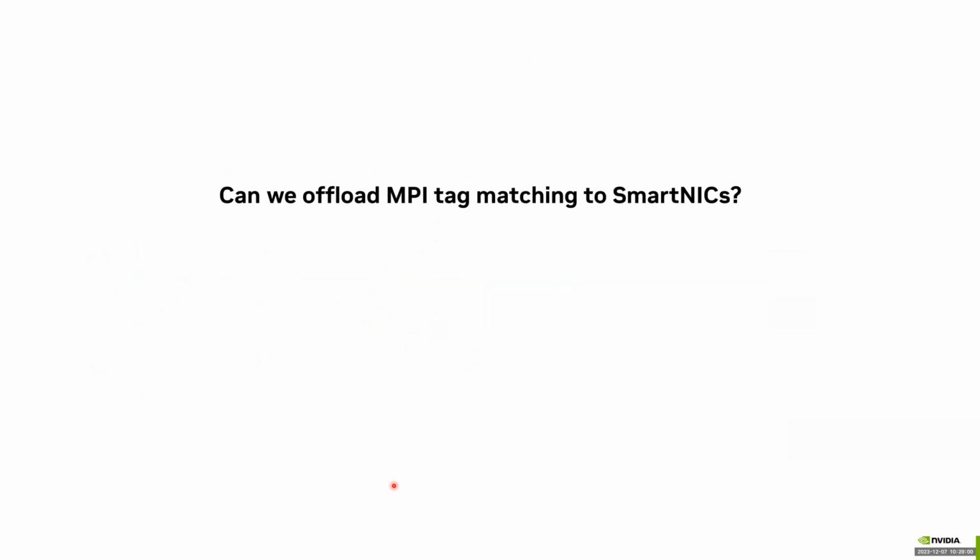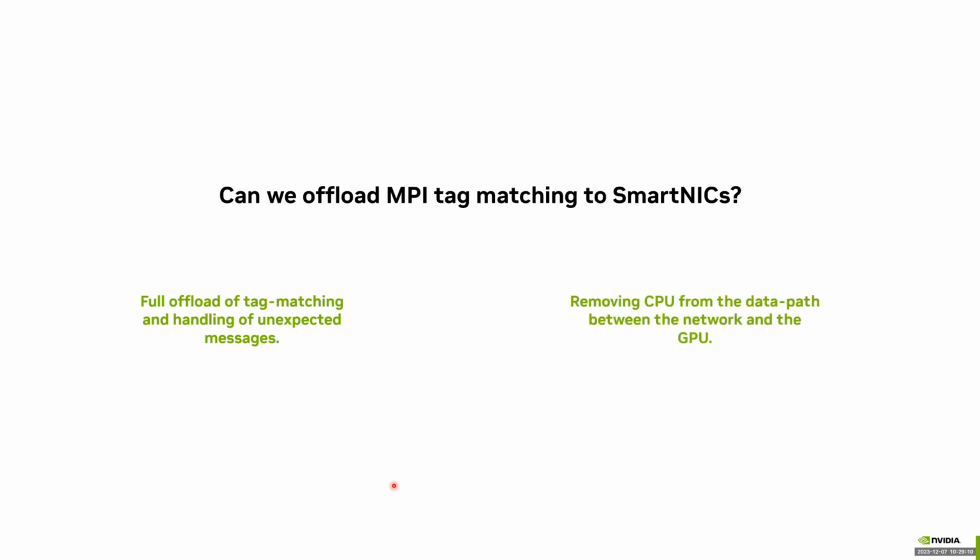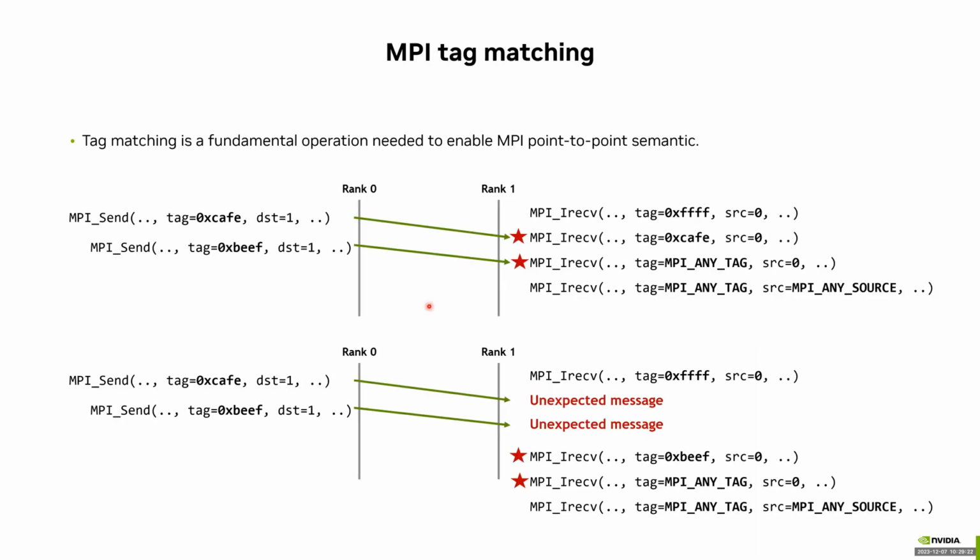On one side, this would offer a fully offloaded solution for both tag matching and the handling of unexpected messages. On the other side, it would remove the CPU from the data path in the case of the GPU-centric communication vision. But before going into more detail, let's quickly recap what we mean by tag matching.